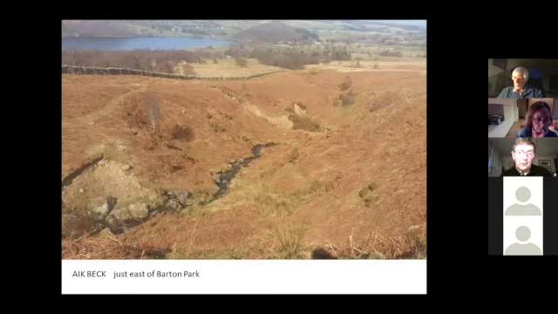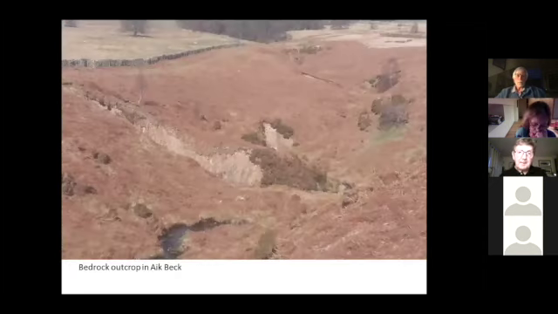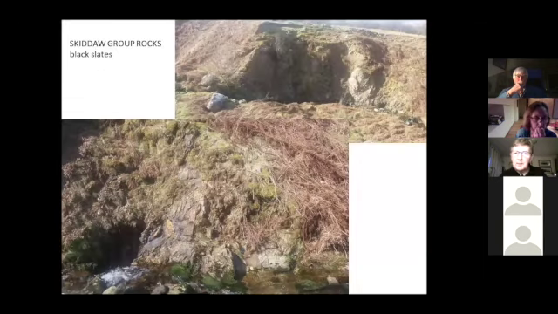This is one just east of Barton Park as you're getting towards Barton Fell. It's called Akebeck, and if you work your way down Akebeck, eventually you'll come to outcrops overlain by glacial till, but nevertheless there's something down there that looks like it might be interesting. Let's go and have a look.